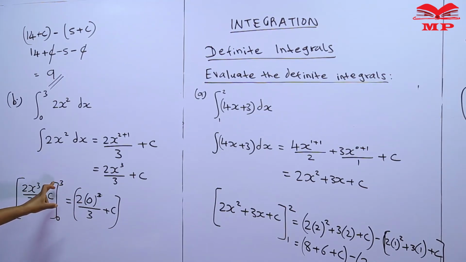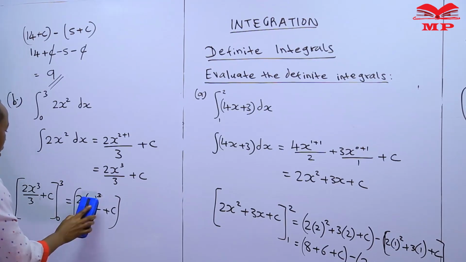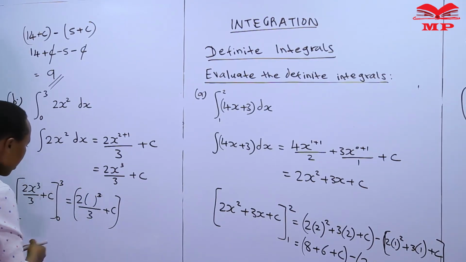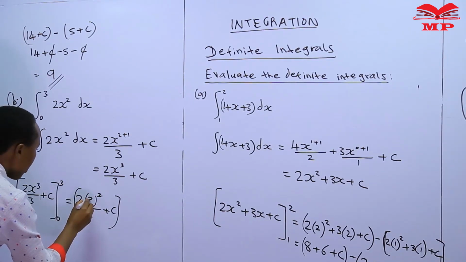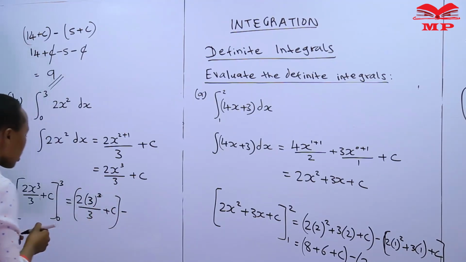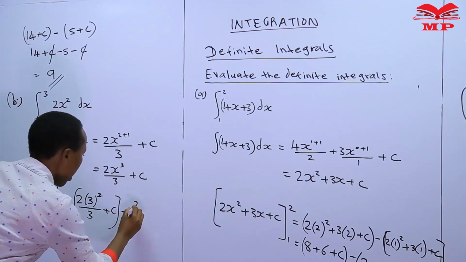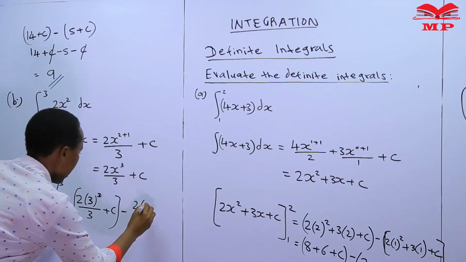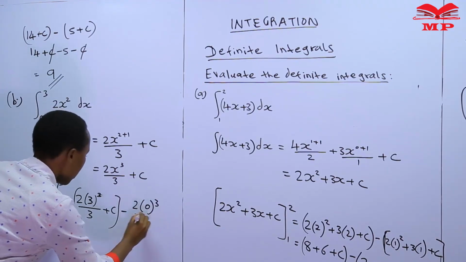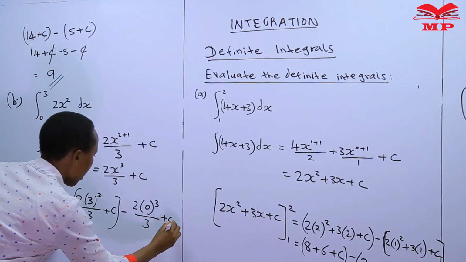So we are subtracting the integral for the lower limit from the upper limit. Therefore we need to start with the upper one, which is 3 in our case. That is the upper. Then we subtract now using the lower. So we are going to have 2x here, with x being 0 raised to power 3 all over 3, then plus c.